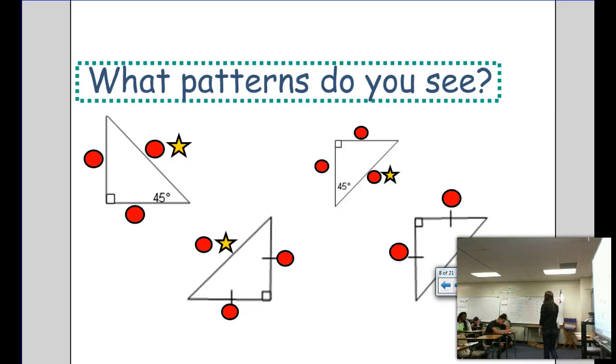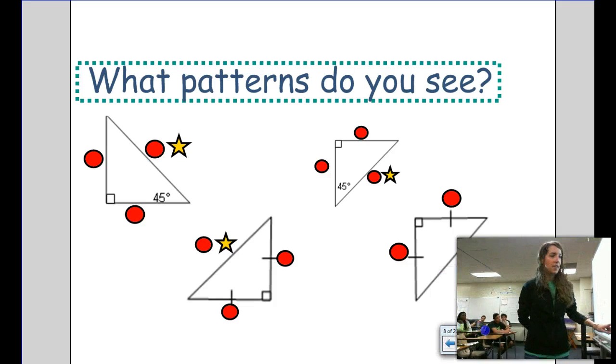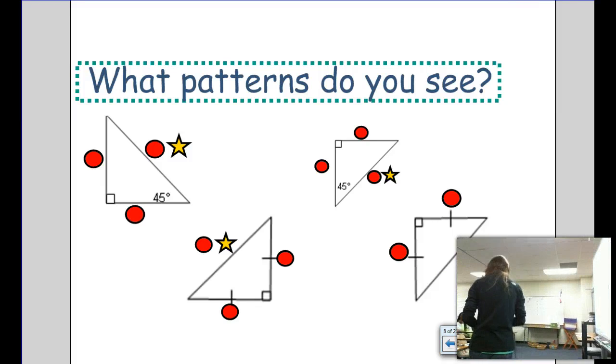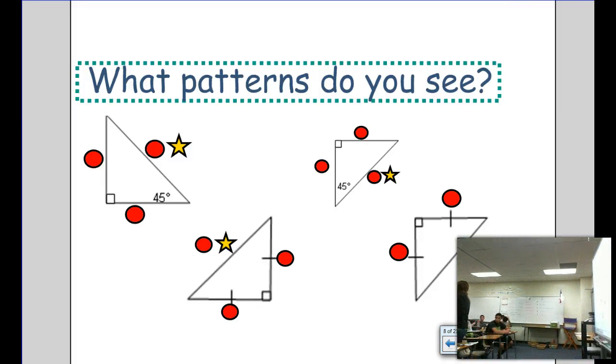What pattern do you see? What in the heck is on my board? Circles and stars, and there's some 45s in there. Is the star always on the hypotenuse? Brett said the star is always on the hypotenuse. Well, the circles are everywhere, aren't they? Yeah, but they're only like. No, they're on there. So what's the pattern?